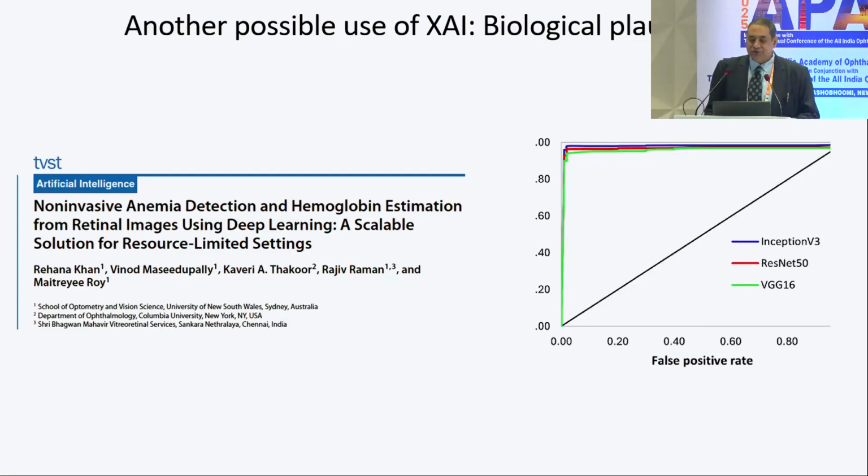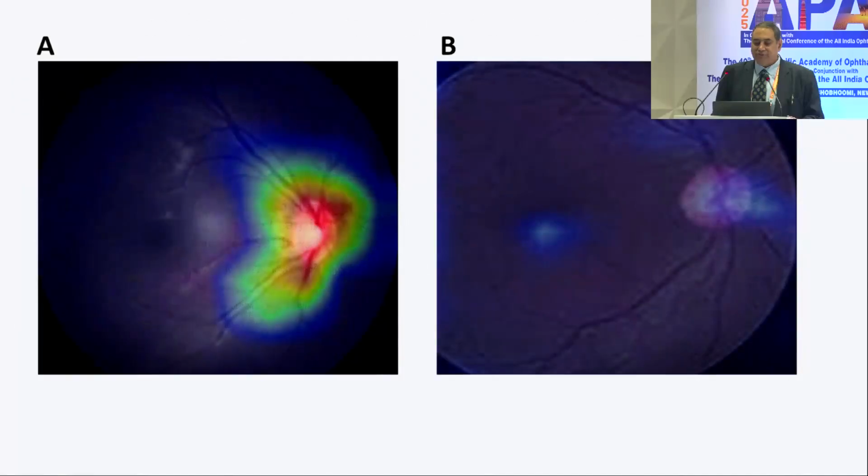Another possible use is in a more recent work of ours, where we tried detecting anemia in people with diabetes from our population based cohort, and we could make an algorithm which was pretty accurate in detecting even the mean hemoglobin level. As a retinal surgeon, except for when there are features of anemia on the retina, I cannot predict the hemoglobin levels.